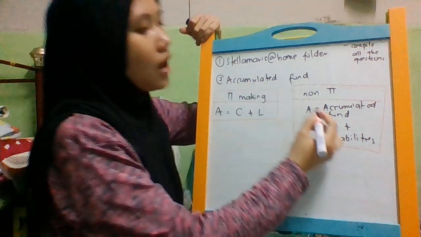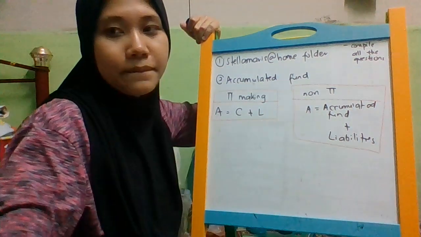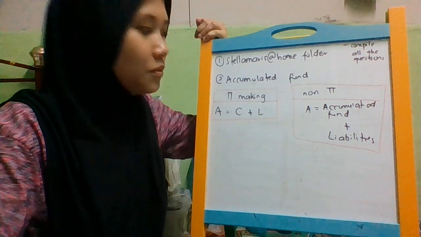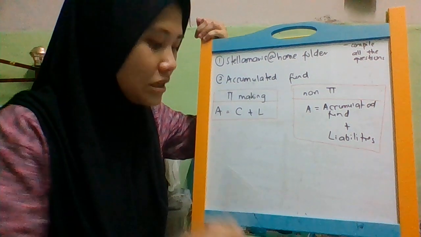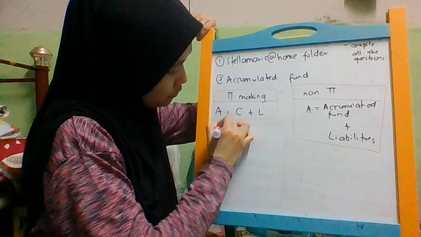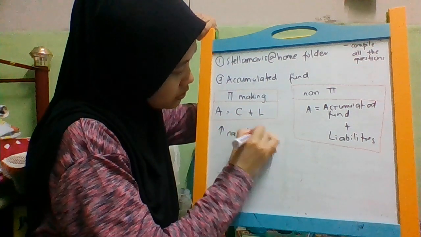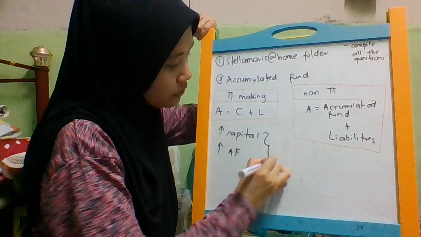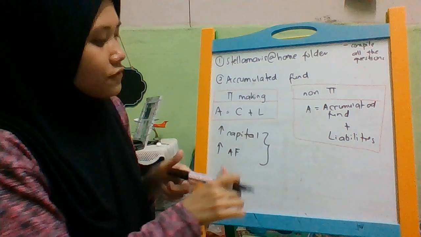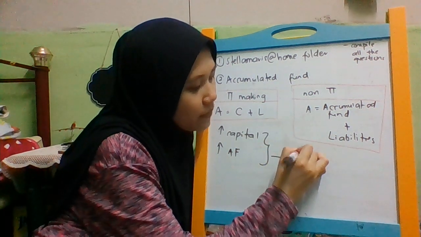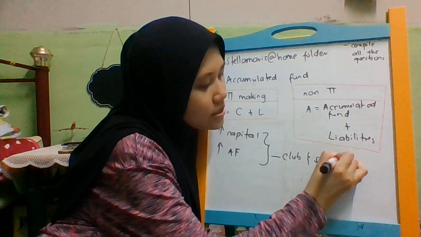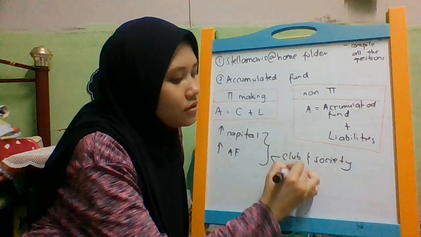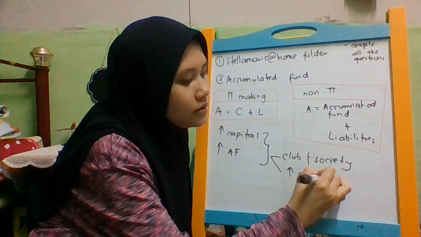So, how to raise accumulated fund? Same like how to raise your capital. How to raise your capital or how to raise accumulated fund. Just the same thing. Just the simple thing lah. As for club and society, to raise accumulated fund or capital, obviously you need to raise up your membership fee, for example.